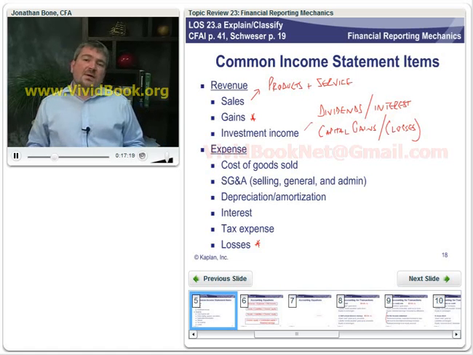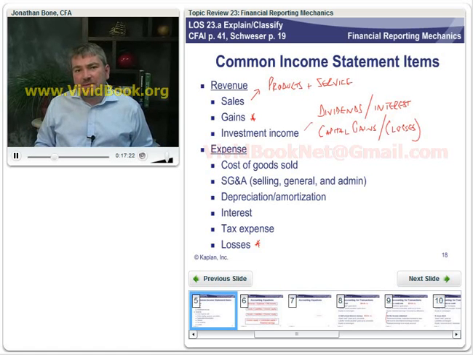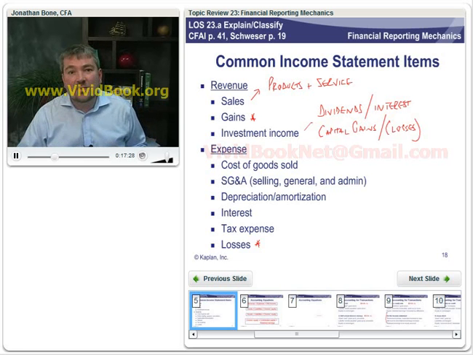Interest, what does interest represent? Interest represents essentially the cost of financing our debt. So it's going to be made up of coupons that we pay to debt holders, interest payments to debt holders, but we're also going to see it's a little bit more complicated than that later on.